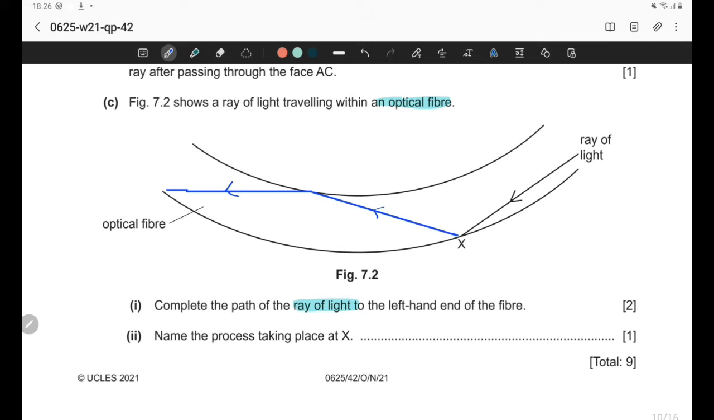Part 2, name the process taking place at X. So here all the rays are hitting the surface and reflecting back. So this process is known as total internal reflection. Therefore we can write the name of the process is total internal reflection.